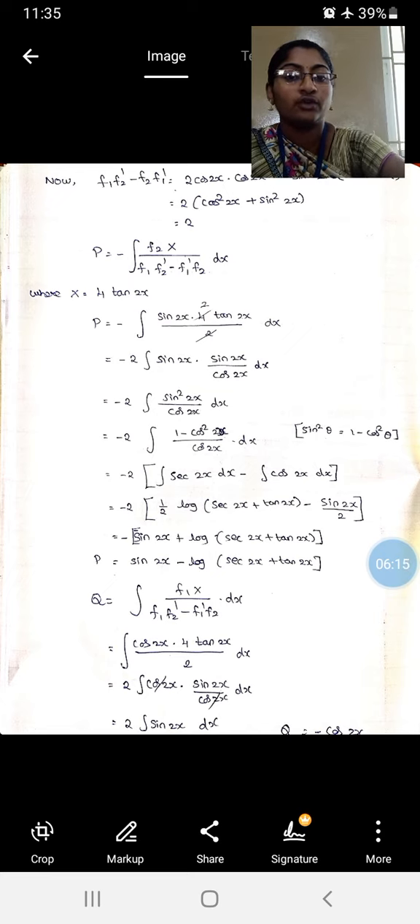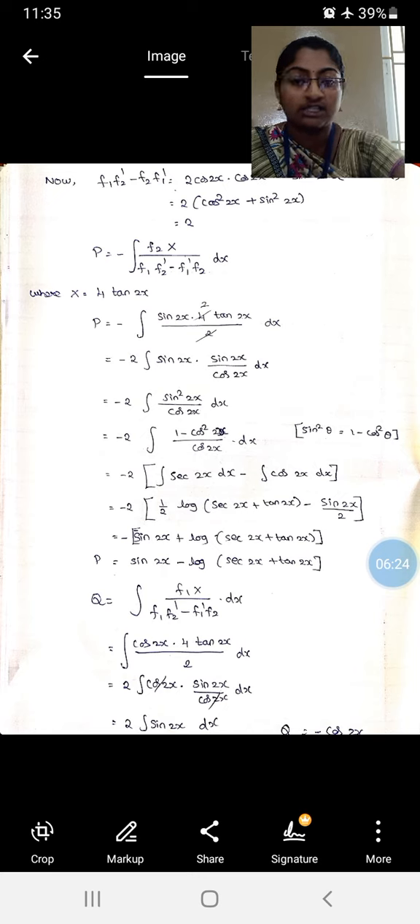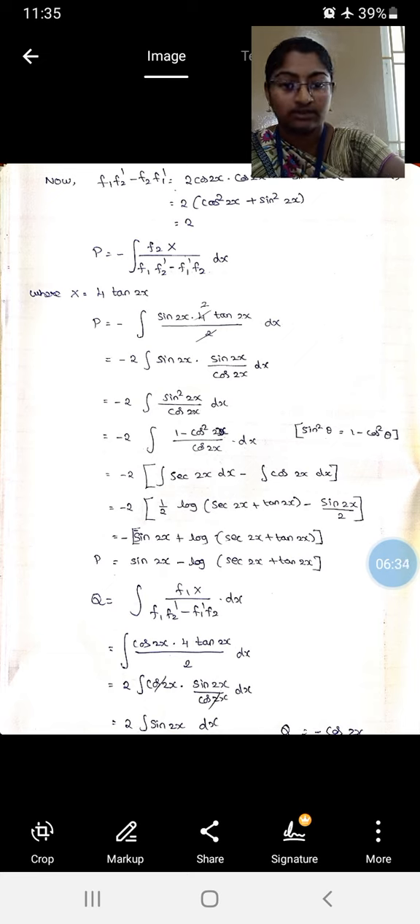We know the formula for 1 by cos 2x, it becomes integral secant 2x into dx minus the value of cos square 2x, and cos square 2x and cos 2x cancel, so there is only 1 cos 2x in the numerator, so my second term becomes integral cos 2x into dx. There is a formula for the integral of secant 2x dx, it is nothing but 1 by 2 log of secant 2x plus tan 2x, minus, the integral of cos 2x dx, the value is sin 2x by 2.